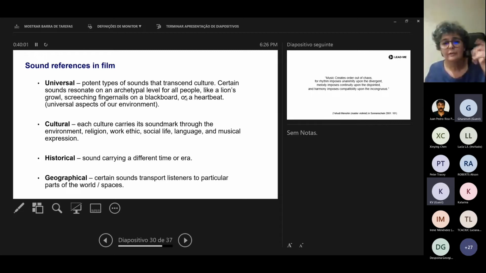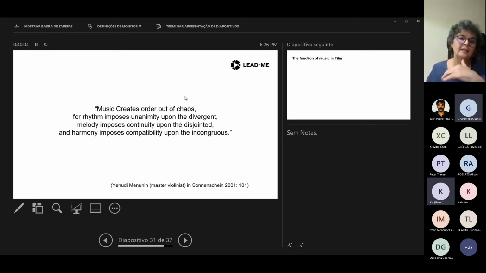Let's very quickly go over music. And we know that music will be creating order out of chaos. Rhythm imposes unanimity upon the divergent. Melody imposes continuity upon the disjointed. And harmony imposes compatibility upon the incongruous. How deep this is. We're talking about making order out of chaos. How can we go about subtitling something that is organizing chaos?